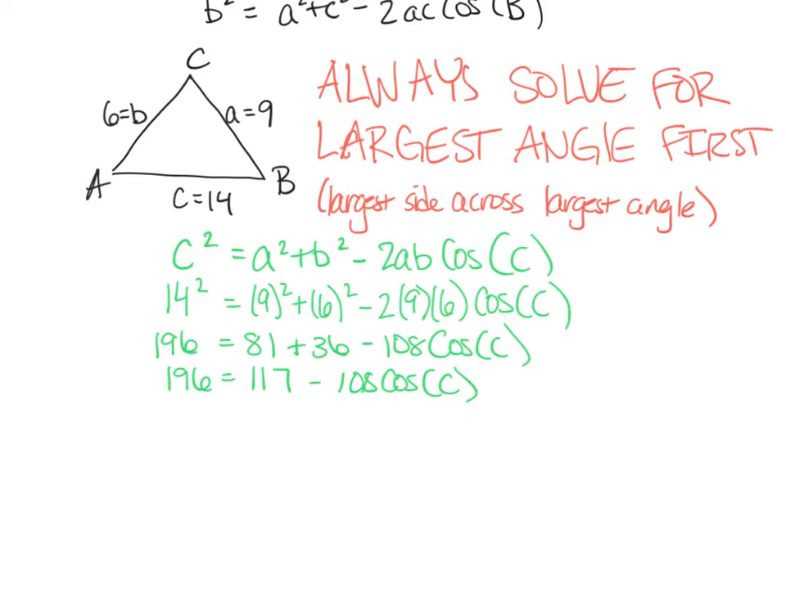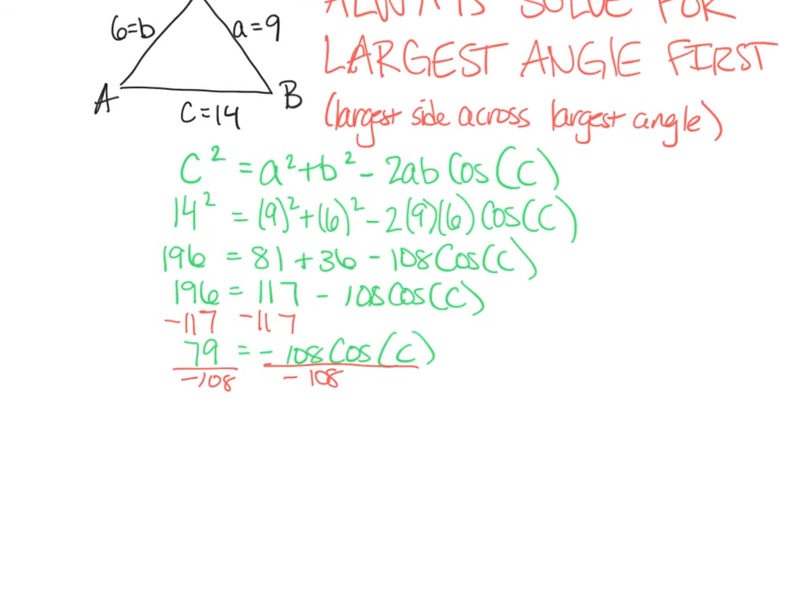Anyway, so if I can't do that, what are we going to do? Well, first I'm going to subtract 117 on both sides, and that is going to give us 79 is equal to negative 108 times cosine of C. And then to get cosine of C by itself, I'm going to divide both sides by negative 108. And you know what I'm not going to do? Plug that in a calculator, because I need to keep everything as exact as possible for as long as I can. So this is going to be negative 79 over 108.